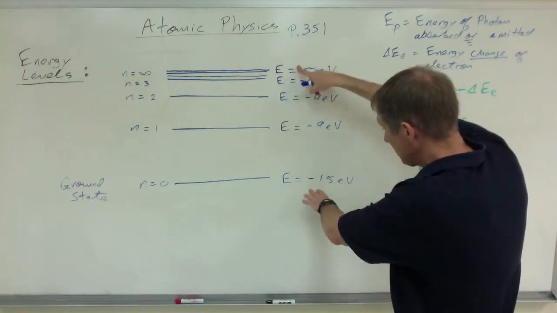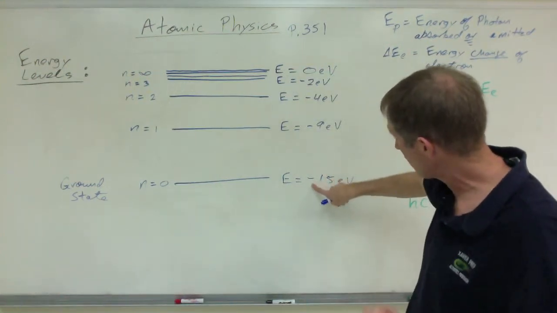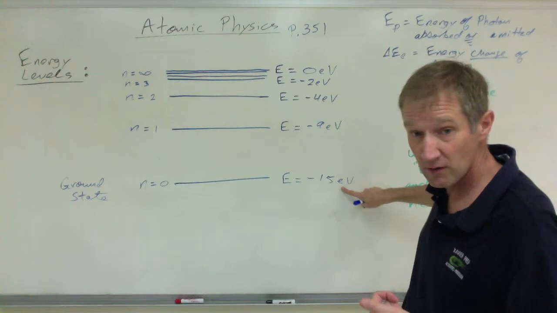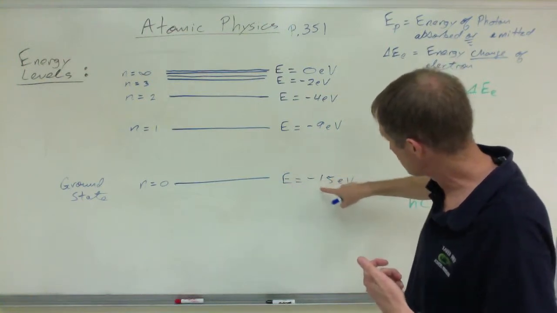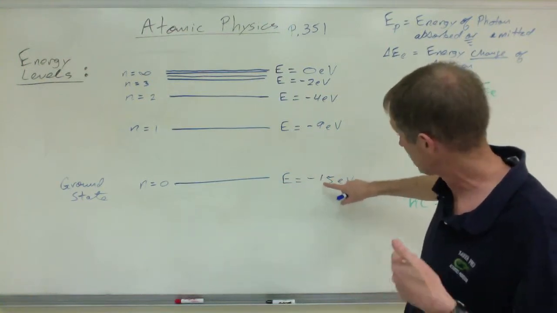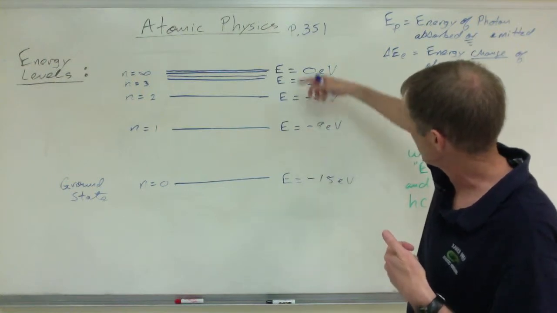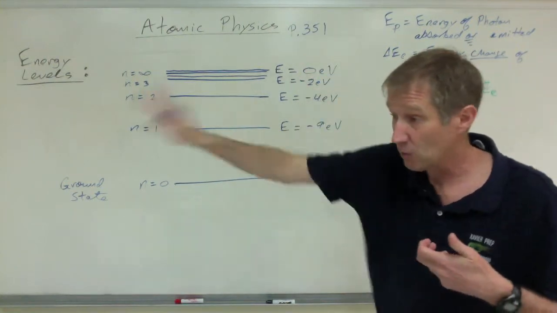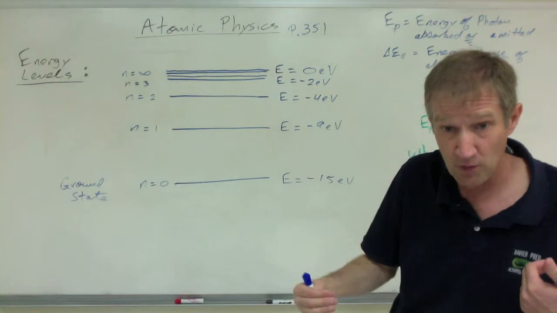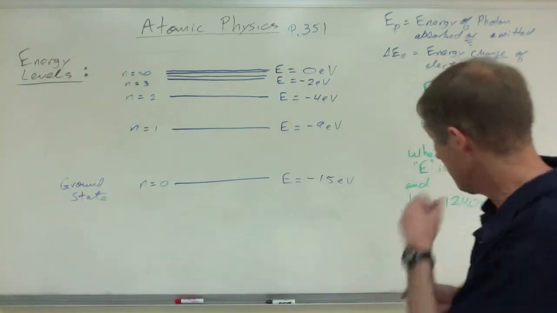If the electron is in the ground state, it would have to absorb a photon that is at negative 15 electron volts. If that electron absorbed a photon at negative 15 electron volts, then that electron would leave the atom and it would go, and you can provide a current if that's what's happening.